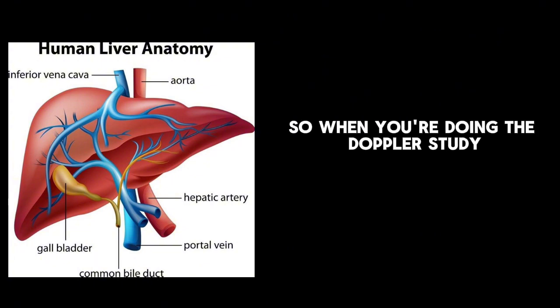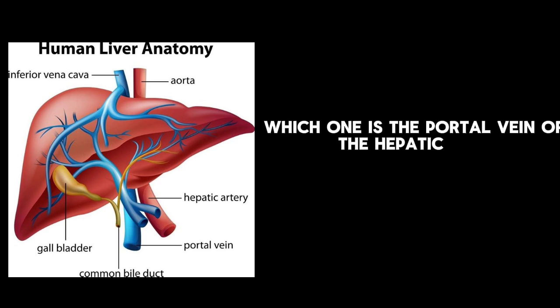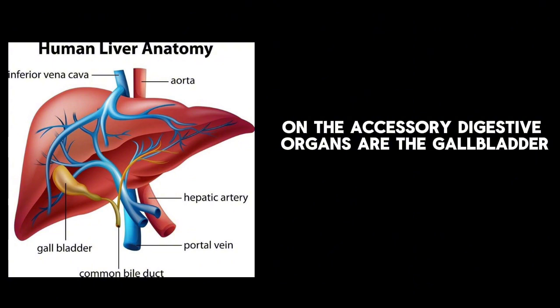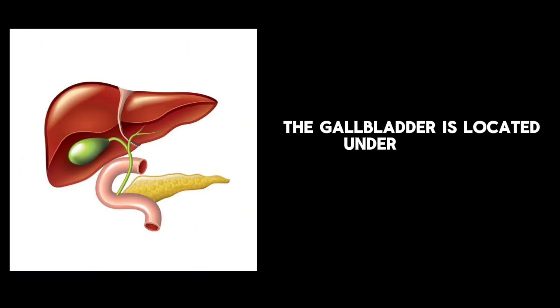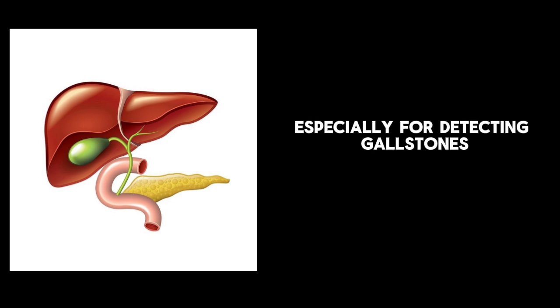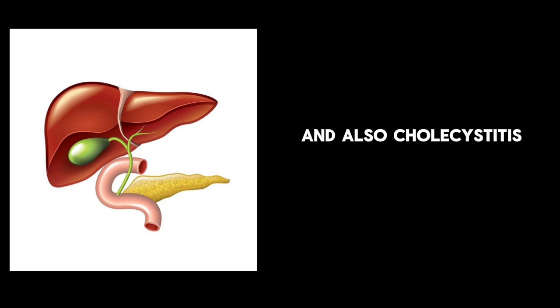So when you are doing the Doppler study, using ultrasound, you can actually detect which blood vessel is carrying blood away from the heart or to the heart, and this will help you detect which one is the portal vein or the hepatic veins. The second organ of the accessory digestive organs is the gallbladder. The gallbladder is located under the liver. The gallbladder stores and concentrates bile. It is commonly assessed via ultrasound, especially for detecting gallstones, which is also called cholelithiasis, and also cholecystitis.